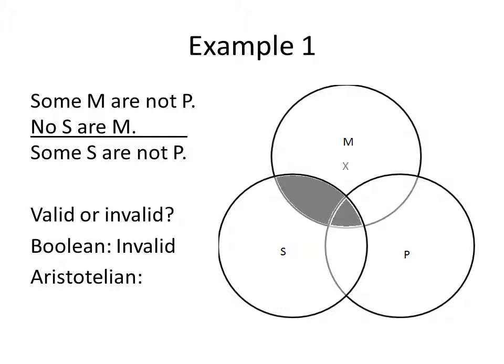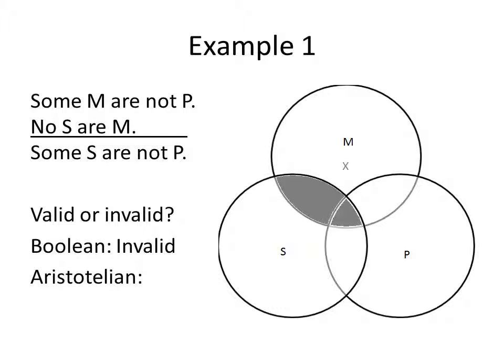Okay, so at this point, why do I have Boolean and Aristotelian here? Well, it turns out that there are two different ways to think about existential statements, these statements about some. In this case, this argument is invalid from the Boolean perspective. We merely have to look at the diagram to figure that out.